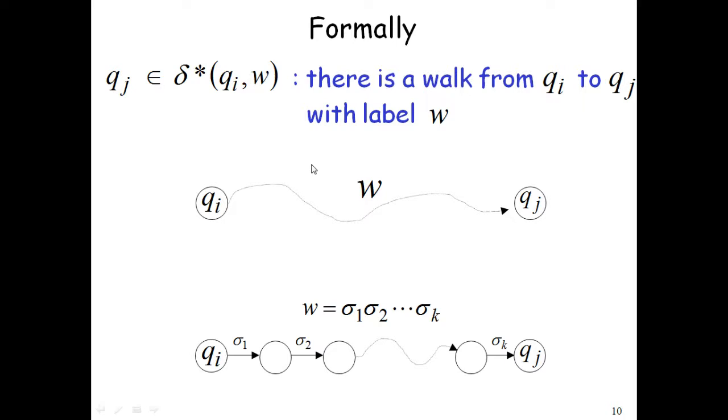So formally, if we want to write, what we can say is we are taking a walk from state Qi to state Qj through a sequence or through a string W. We can represent W as n number of alphabets, that is 1 up to k. Likewise, we can break that into n number of alphabets or k number of alphabets here. So it is that many number of states to reach Qj.